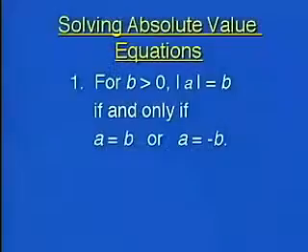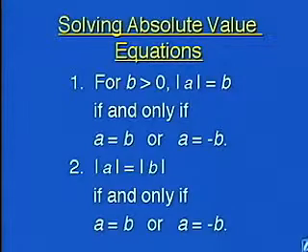Now, we need to look at some rules for simplifying absolute value equations. First, for b greater than 0, the absolute value of a equals b if and only if a is equal to b or a equals the opposite of b. Our second rule tells us that if we have the absolute value of a equals the absolute value of b, then this is true if and only if a equals b or a equals the opposite of b.